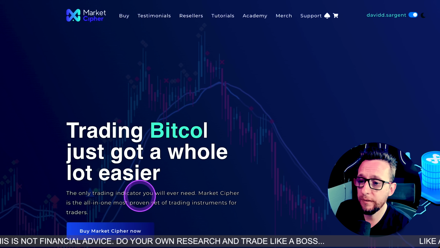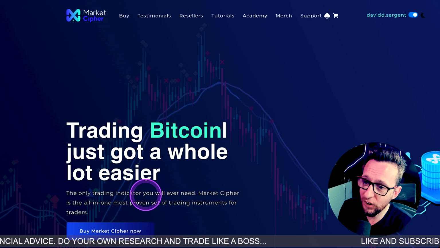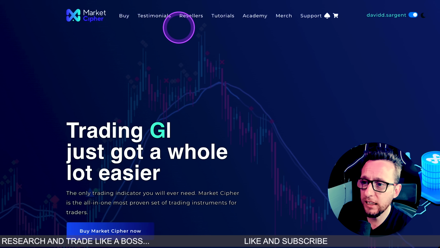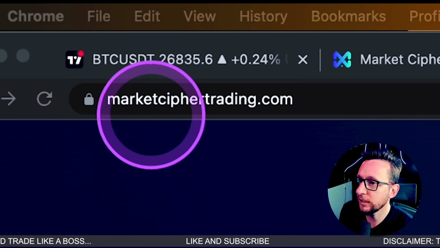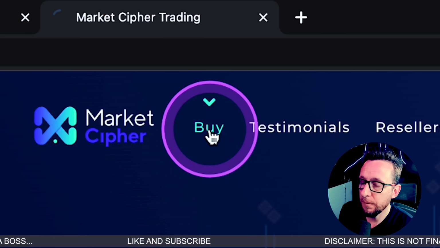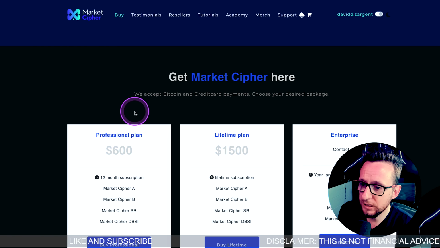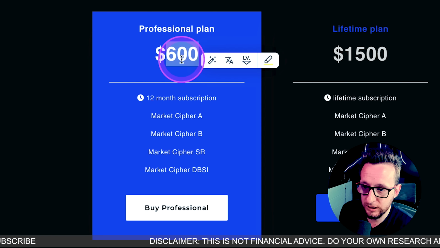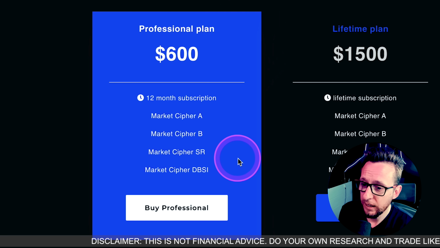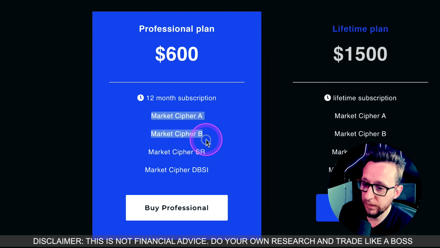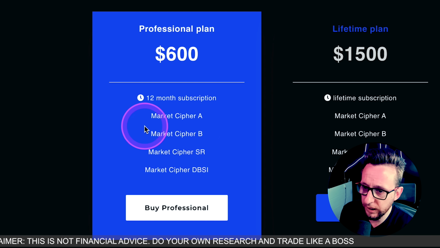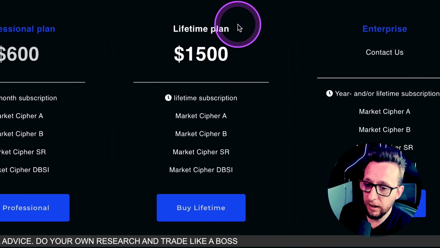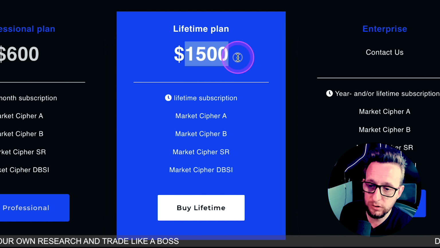To do Market Cipher, the first thing that will jump out your eyes is the price of Market Cipher. It is quite an expensive indicator. You have to go to marketciphertrading.com and click buy up in the corner up here. As you can see, their plans start at $600. This is the one that I purchased yesterday to do this video. And as you can see, you get three or four indicators included in it. Most well-known, I believe, is the Market Cipher B. If you want a lifetime plan, it's $1,500.